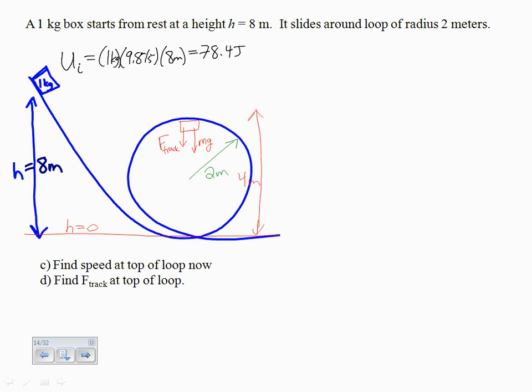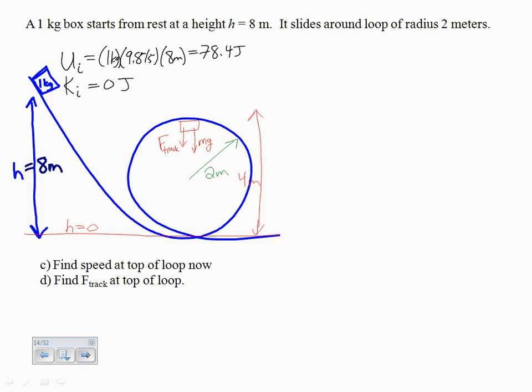This box is starting from rest, so the initial kinetic energy is 0. It doesn't need to be starting from rest. If it was moving at 3 meters per second at the beginning, we would just include the kinetic energy of something moving 3 meters per second. It would be a half times 1 times 3 squared. But in this case, it's starting from rest, so there's no kinetic energy at the beginning.